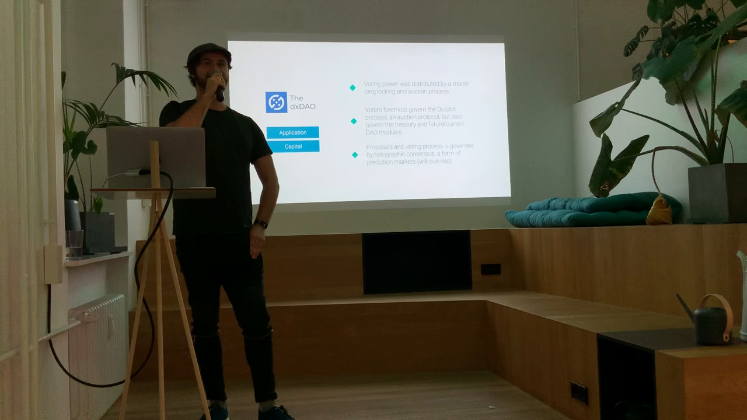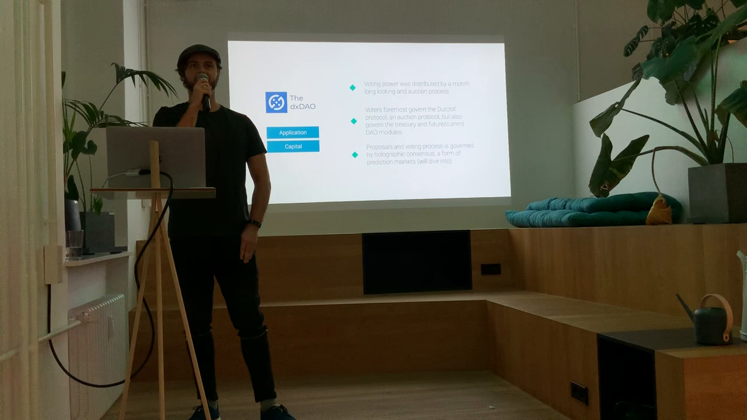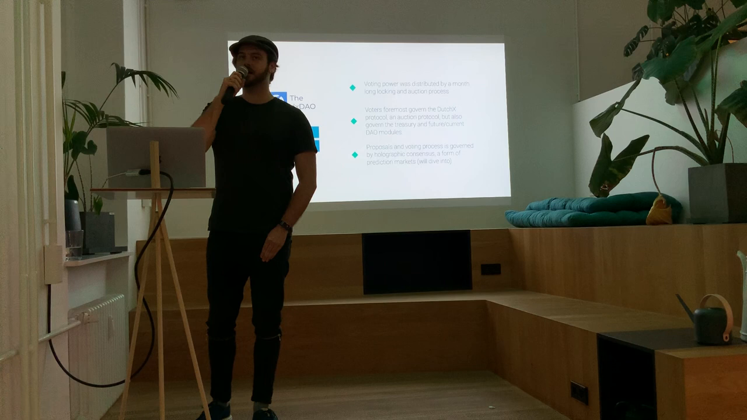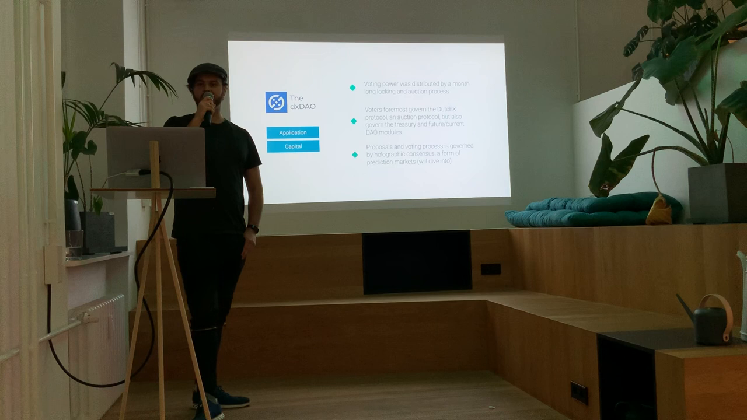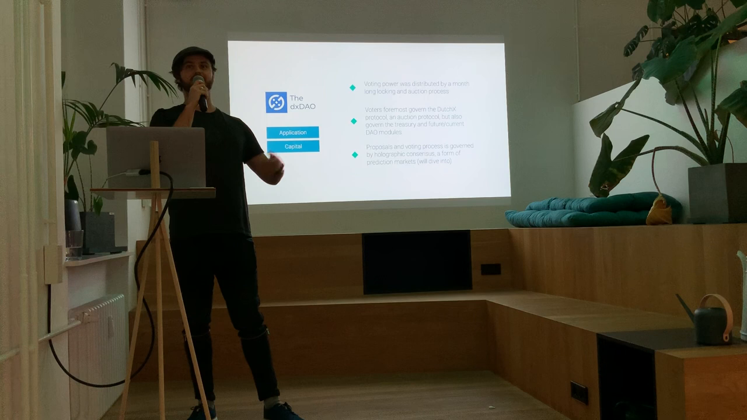And it is governing capital. So it has 200,000 GEN tokens. This is the token of the DAOstack project in its treasury currently today. Now, how is the voting power distributed? So it's distributed by a month-long locking and auction process. I'll go into that in a second. And the proposals and the voting process is done through prediction markets, or a form of prediction markets. We call it holographic consensus, and I will also dive into that. This is by far the most complex of the four examples, so bear with me here.